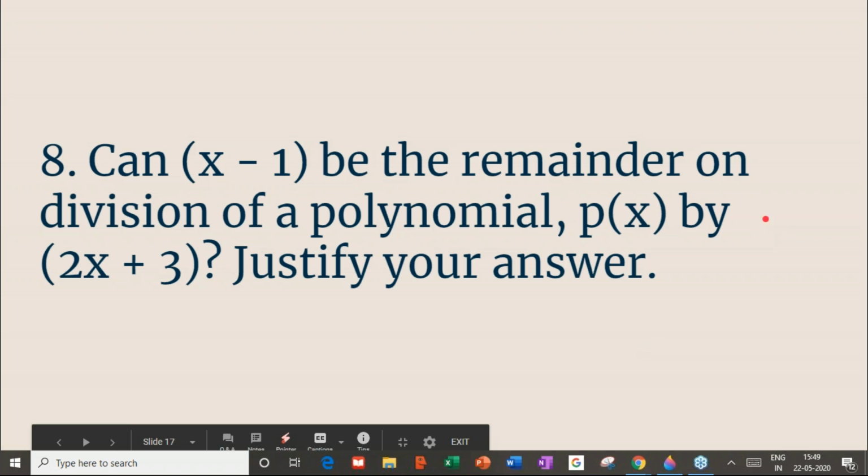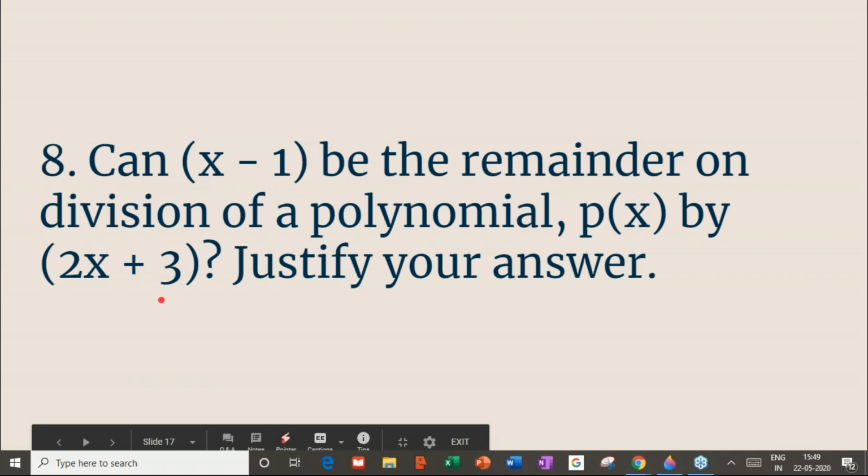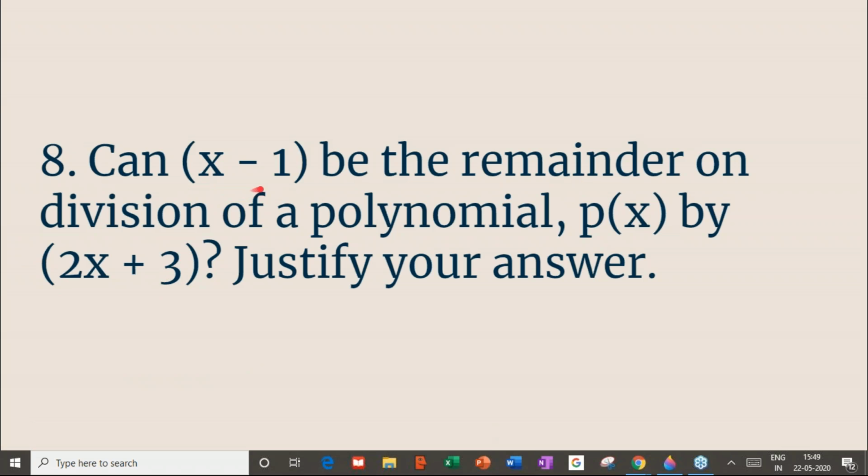I was just asking if anybody knew how to do this. Okay, so here's the thing. x minus 1 is the remainder, right? On some polynomial p of x, and g of x is 2x plus 3. So one thing to be noted here, always: the degree of the remainder will be lesser than the degree of the divisor. So what is the degree of the divisor here? 1, right? The degree of the remainder is also 1, which is not possible. Yes, Rishit, you're right. Ravya, you're right.